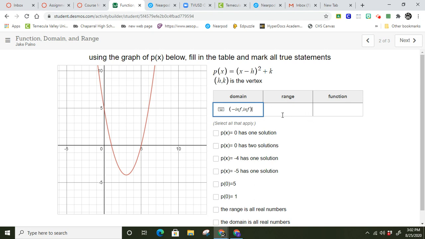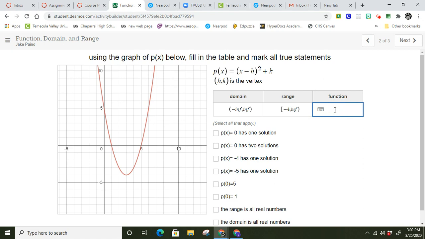Okay, the range, the lowest y value is -4, and it goes up forever. Okay, it actually hits -4, so that has to be in brackets, and it goes up to infinity. And infinity is always in parentheses because you cannot get there.